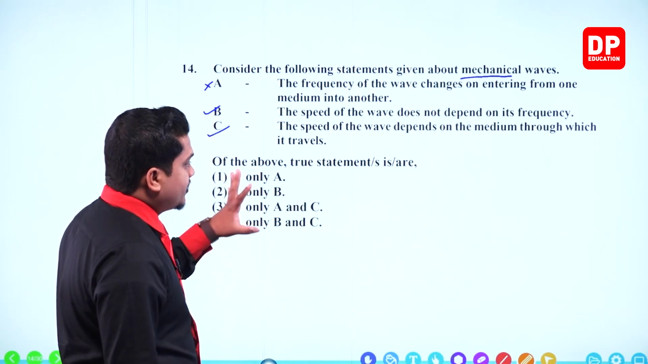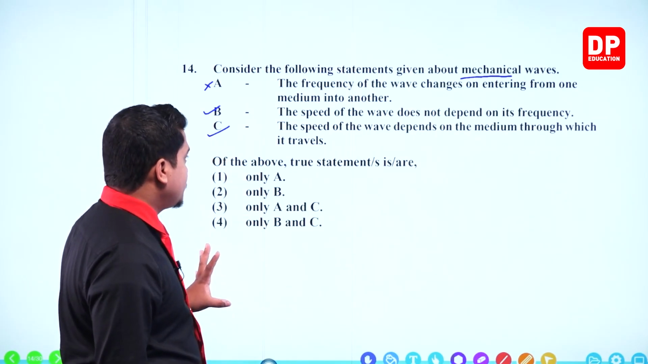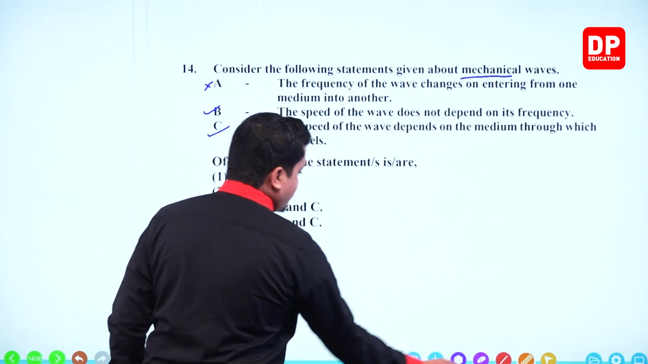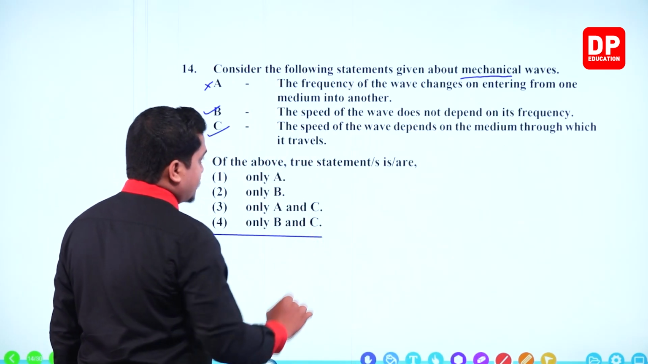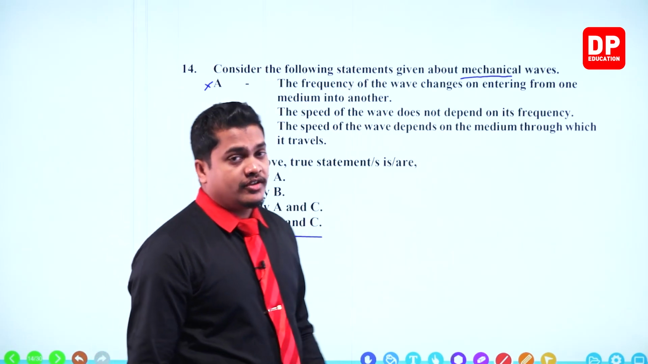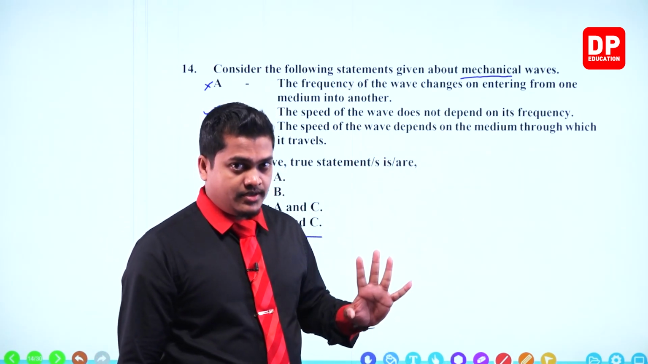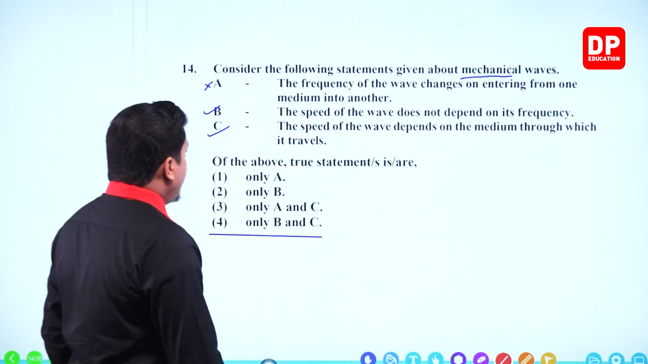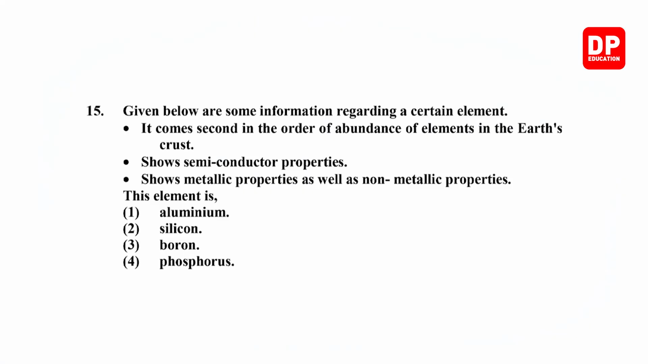So you need to select the true statements. The true statements are B and C, which is the fourth response. That's why I told you this question is somewhat tricky, my dear children. It's given as the frequency, but you have to select not the frequency, but the speed. Okay? Right.